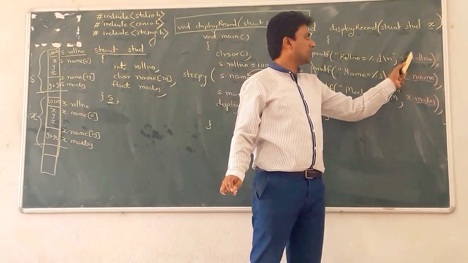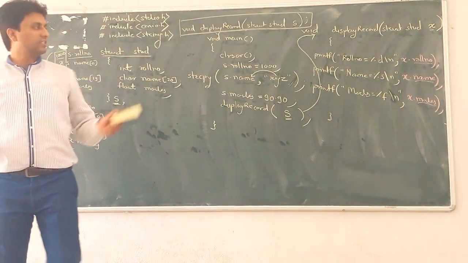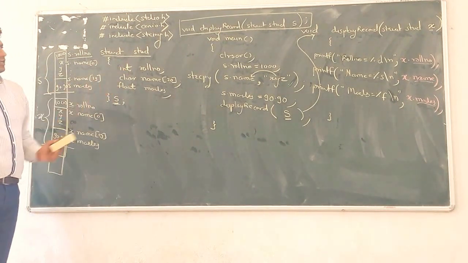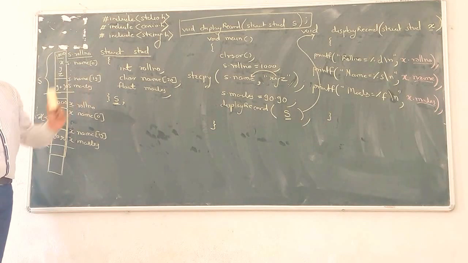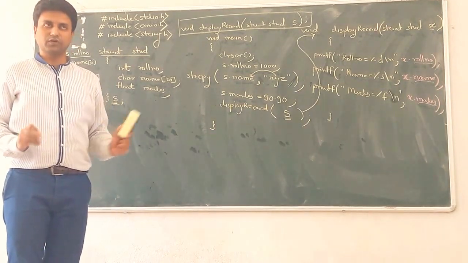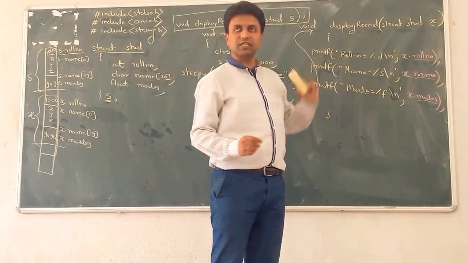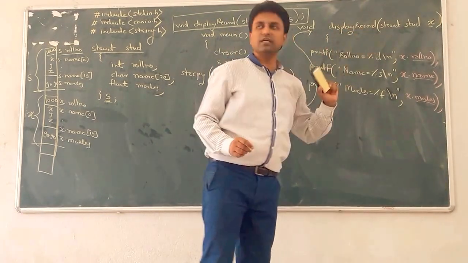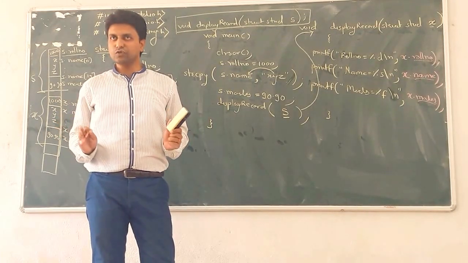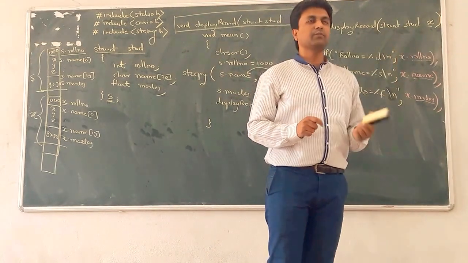So x dot roll number, x dot name, and x dot marks. The final result is: roll number is equal to 1000, then name is equal to XYZ and marks is equal to 90.90. That is the final output. Clear? So what is the purpose of that? Here we design one function, and to that function we pass the structure variable by value. Understood? This is one way to pass a structure variable by value.